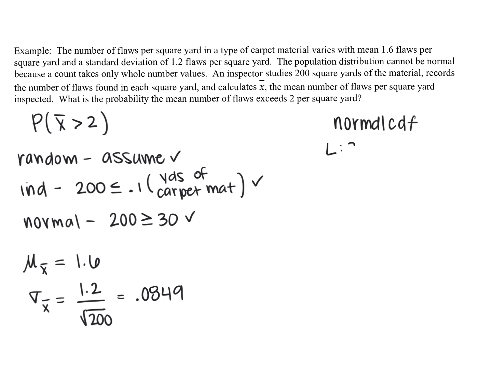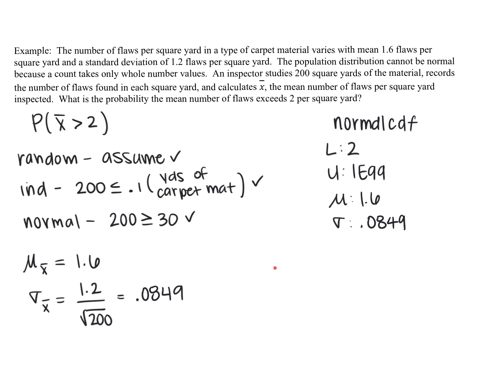My lower bound will be 2. Upper bound will be 1E99. Mean of 1.6. Standard deviation of 0.0849. Which is going to give us a very, very small decimal. It's 1.23, and then it's going to be E negative 6.